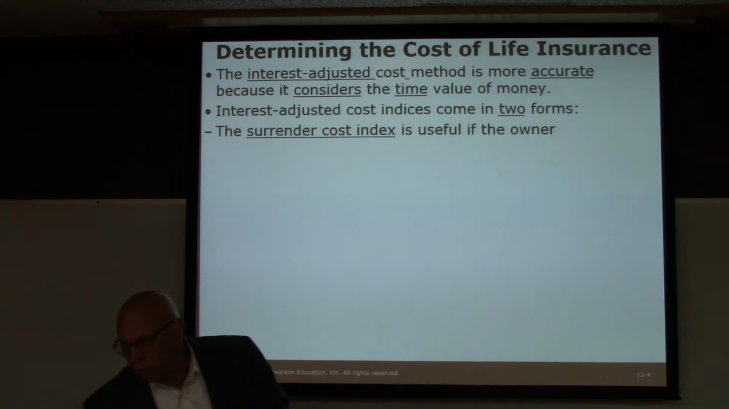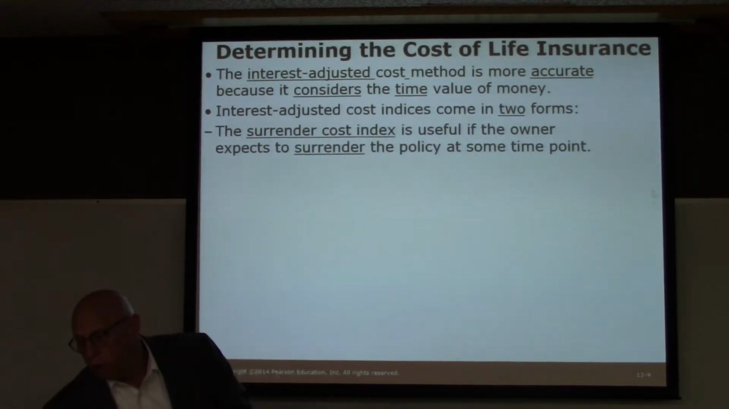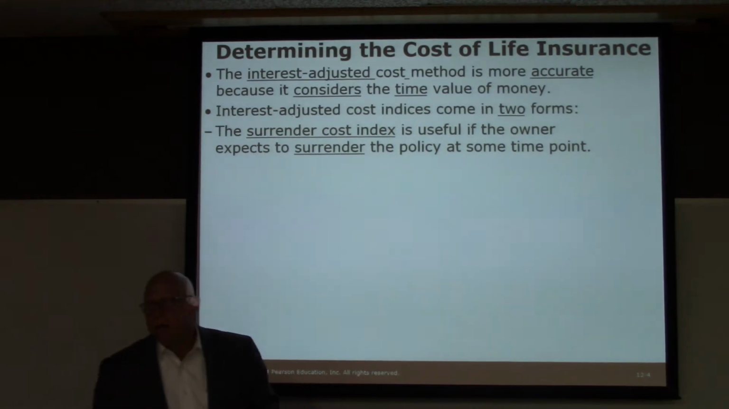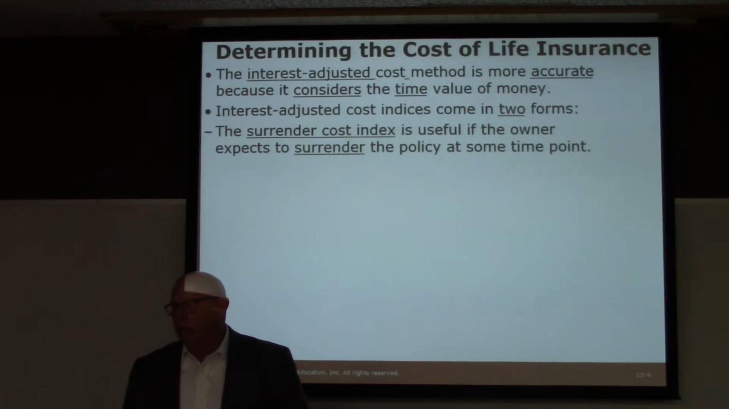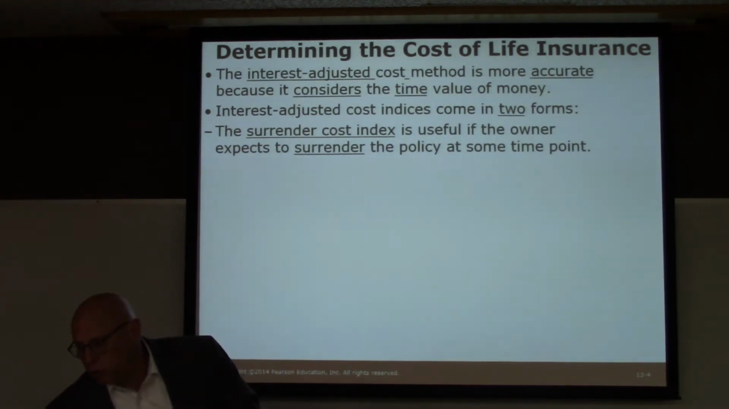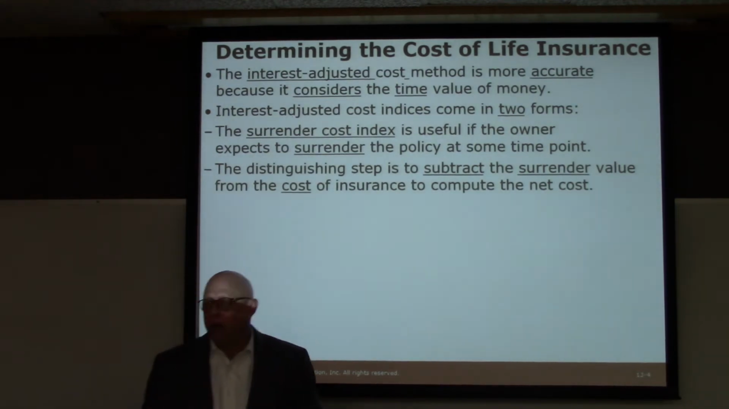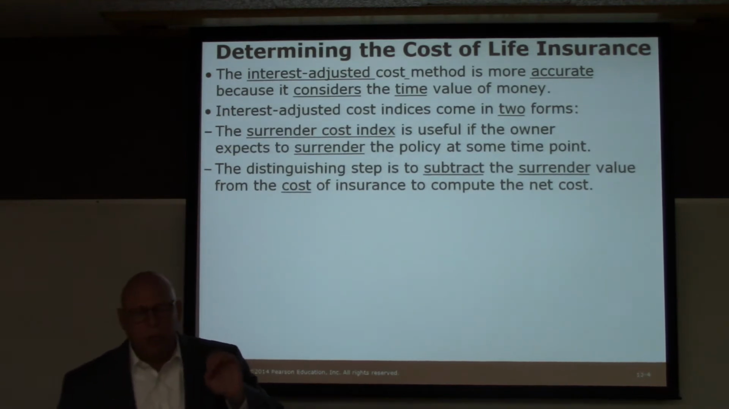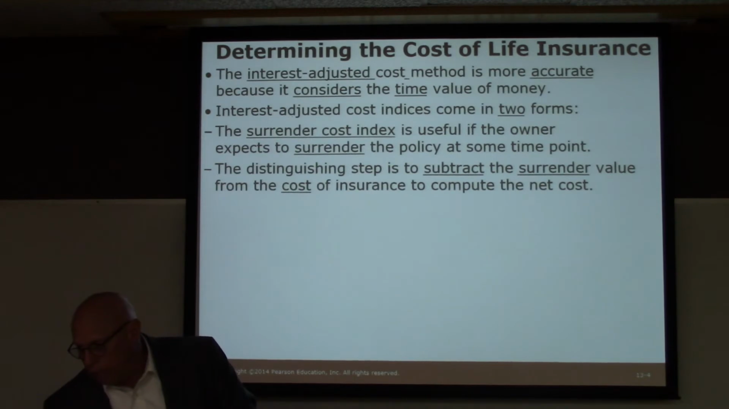All right. So there are two forms of it, and the first is the surrender cost index. And this is useful if the owner expects to surrender the policy at some point in time, which most owners of whole life policies do. That's why you have the policy to begin with. I don't know why there are two methods. There's a second method we're going to look at here, but let's focus on surrender cost index. All right, the distinguishing step is to subtract the surrender value from the cost of insurance to compute the net cost, which we did. The distinguishing step is to use the time value of money.